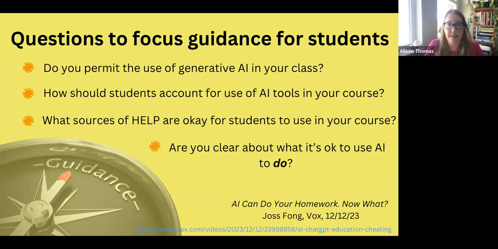Instead of using the name of the tool, like it's okay to use ChatGPT, use the function that you think it's okay for a student to use the tool to perform. So saying it's okay to use a generative AI tool for brainstorming allows the student to understand that there aren't other functions they can use the tool for except brainstorming, and they may have other AI tools they're used to using. This also will get complicated by equity questions: who has access to paid tools versus who doesn't?